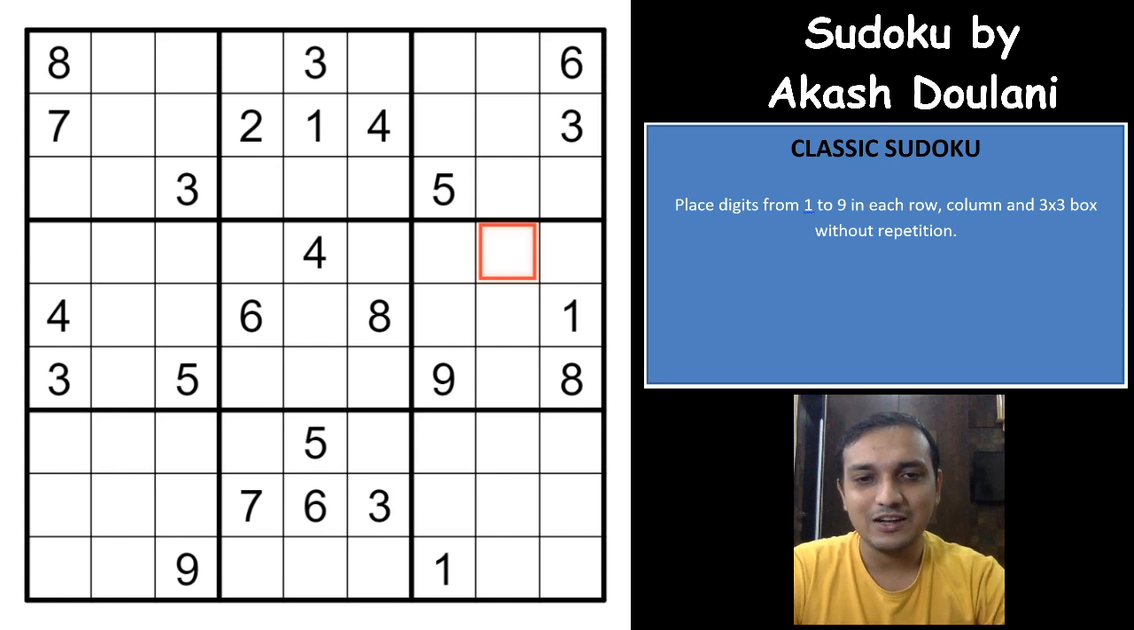Ashish here, and today I'll be covering a classic Sudoku on our channel. Now this Sudoku has been constructed by Akash Dolani, and it is featured in one of his recent books, World of Sudoku Volume 4, which features all of the classic Sudokus. So this is one of the classic Sudokus that was featured in his book, and I would highly recommend you to check out the book.